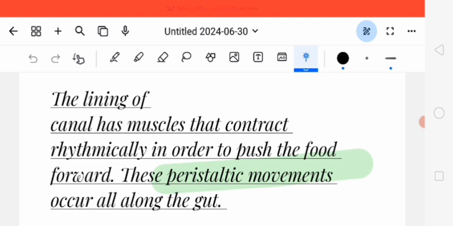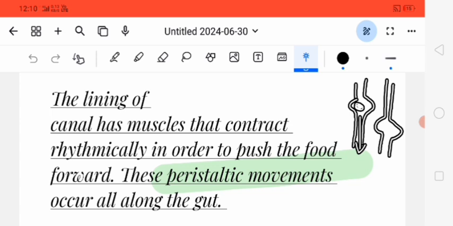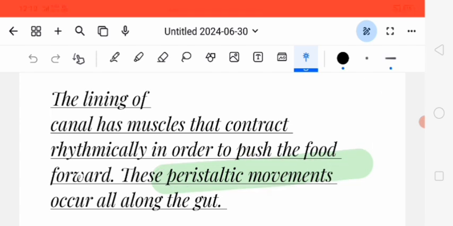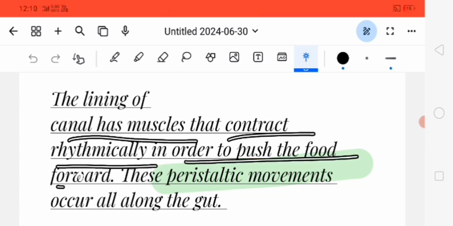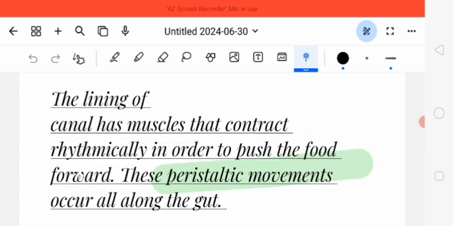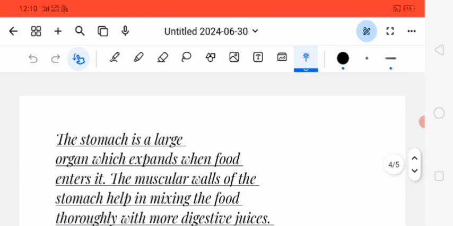What we call esophagus. When the food comes, it will become fat, meaning a bulged part. And after that it will move down. After moving down, how will it look? Like this. This movement is called peristaltic movement. How does this peristaltic movement happen? The canal has muscles that contract rhythmically in order to push the food forward. It happens by muscles.